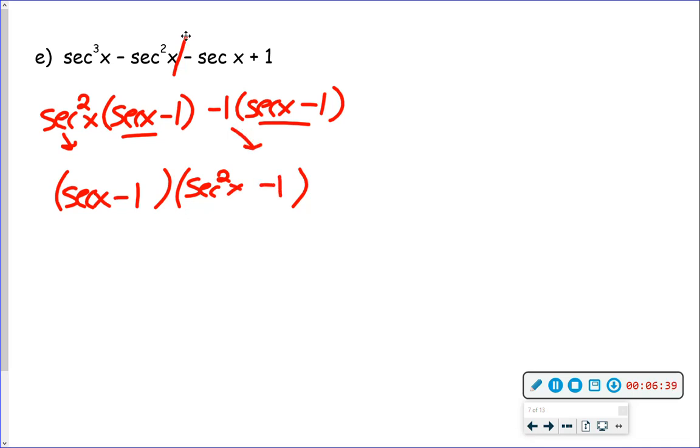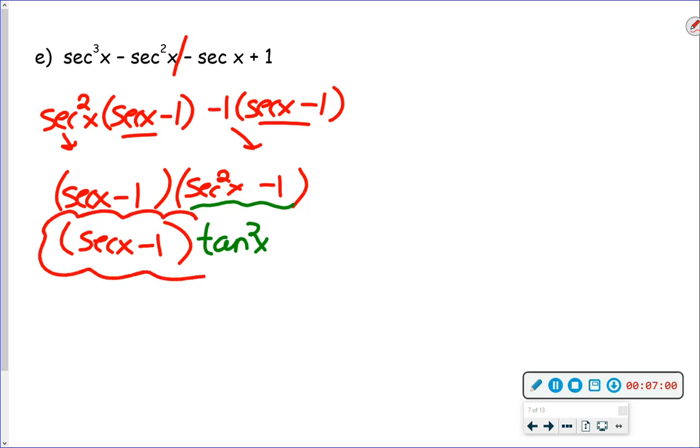Now I'm looking for identities. And of course the secant squared minus 1, I'm thinking Pythagorean. It is on the Pythagorean identities, tangent squared. Got it. And then of course I still have my secant minus 1 here. No other identities in this. You're welcome to distribute the tan squared or leave it. I'm just going to leave it for now. Why make it any more complicated than it has to be?